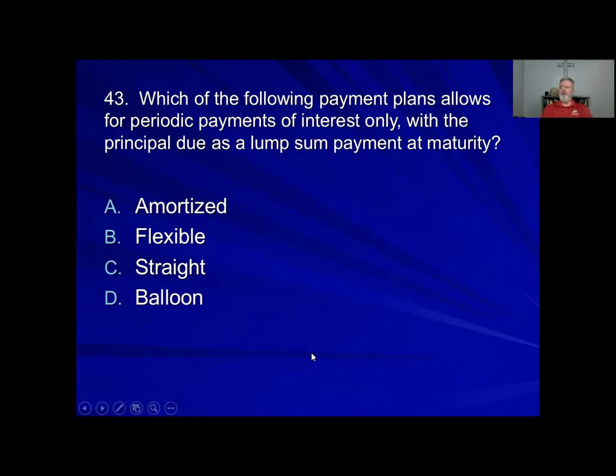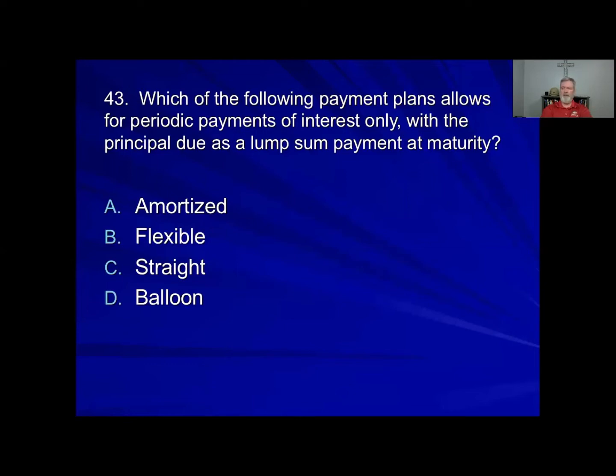And then 43, which of the following payment plans allows for periodic payments of interest only? So we're dealing with an interest only loan with the principal due as a lump sum payment at maturity. So we're looking for an interest only loan. Basically, once you make the payments, at the maturity or at the end of the loan, then you have to pay off whatever you borrowed. Because remember, you're not paying down any principal with an interest only loan. You're just paying interest. So which of these would be an interest only loan?